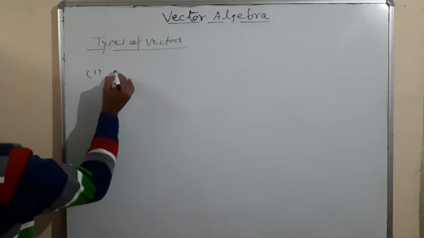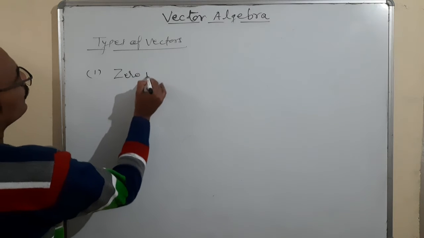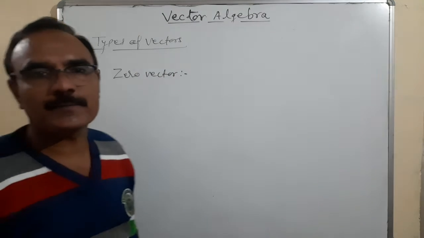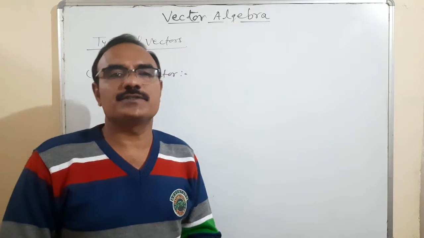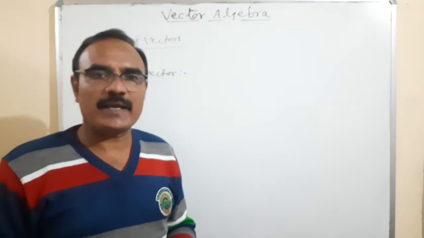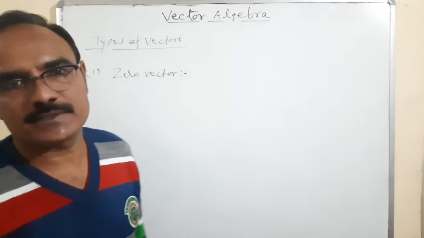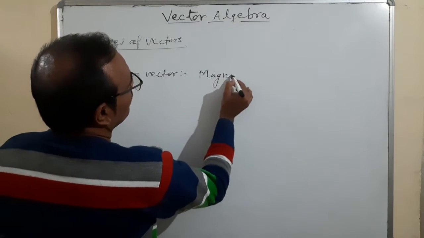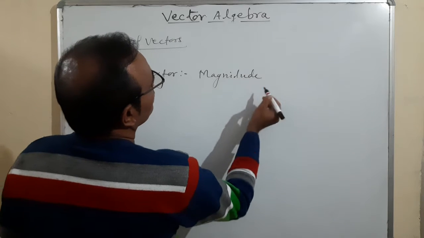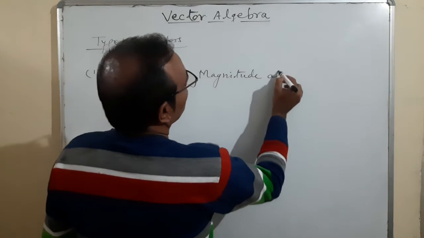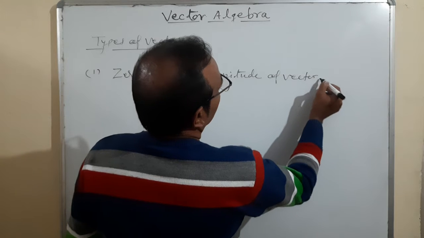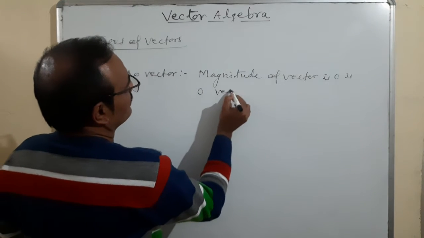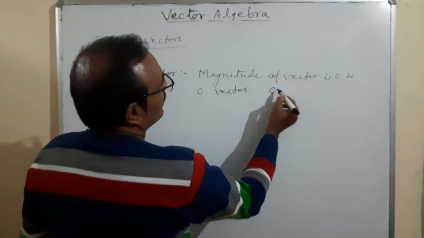Number one is zero vector. I think by the name you are understanding zero vector, what does it mean? Their magnitude is 0. The vector whose magnitude is 0 is called zero vector. Okay. Magnitude of vector is 0, is called zero vector. Okay, denoted like this.